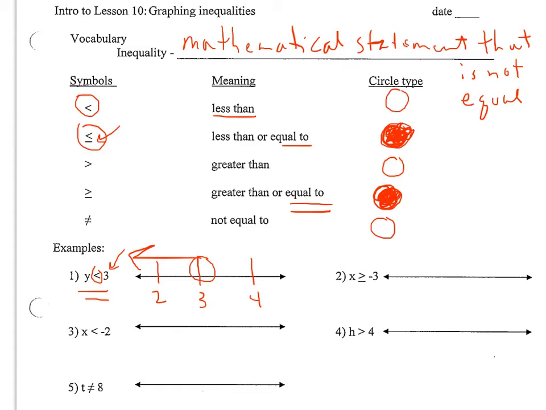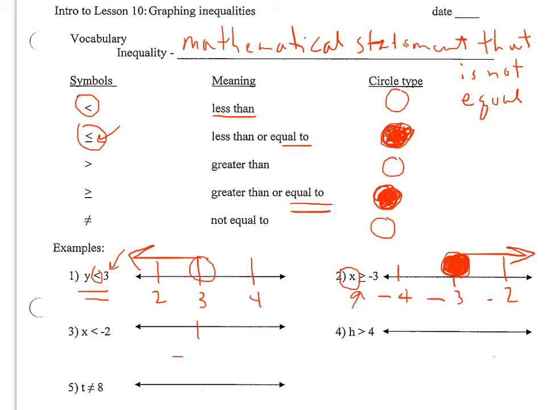Number 2, negative 3 goes in the middle. To the right is negative 2. Remember, we're dealing with negative, so to the right is bigger. To the left is negative 4. This time I circle it, and I shade it in because negative 3 could be part of the answer. Remember that symbol right there, the equal to part? So if I plug it in for x, negative 3 is greater than or equal to negative 3. That's true. Now I'm looking for all the numbers that are greater than or equal to negative 3, which is to the right, so I draw my arrow to the right showing that.